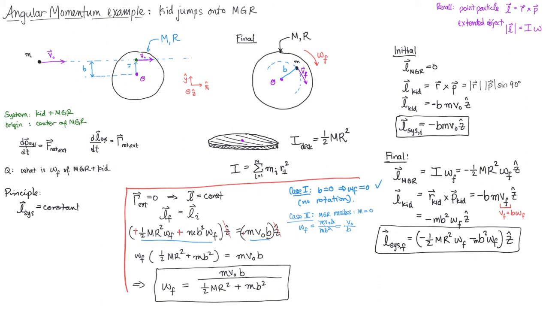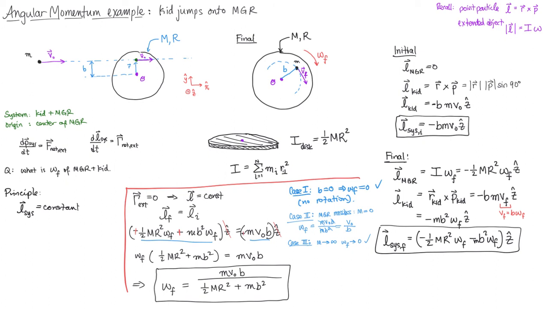And then another case you could consider is, what if the merry-go-round was extremely massive? If M of the merry-go-round goes to infinity, we see that the denominator in omega f goes to infinity, and so omega f goes to 0. That also is sensible. If you jump onto a very massive merry-go-round, you're barely going to make it budge at all. So some of these limiting cases are checking out, and you could pursue other ones as well.